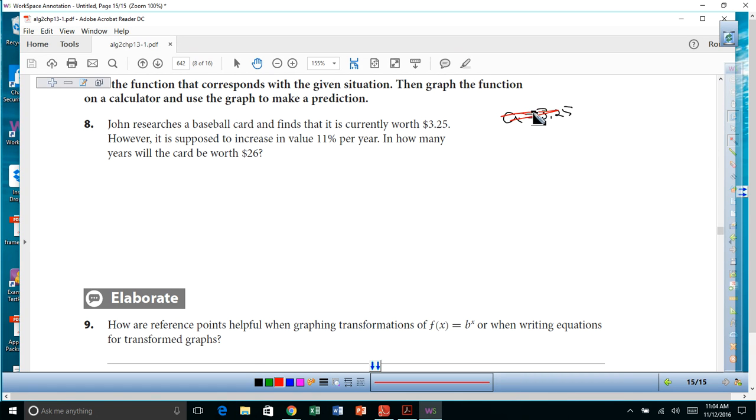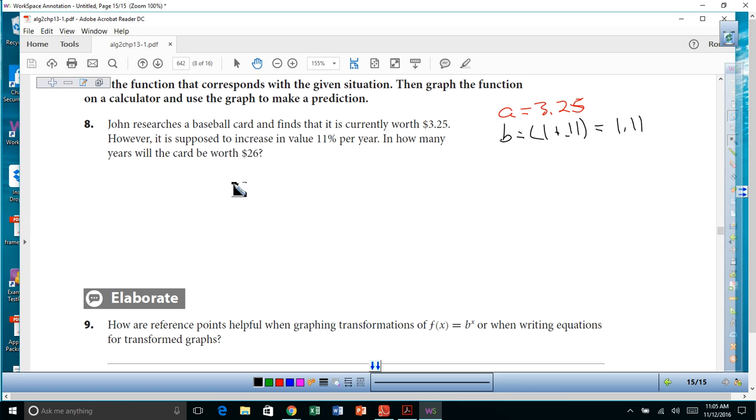So A equals $3.25. Okay. However, it is supposed to increase in value by 0.11. Okay. So B, we'll use a different color. B is going to be 1 plus 0.11 or 1.11. In how many years will the card be worth $26?